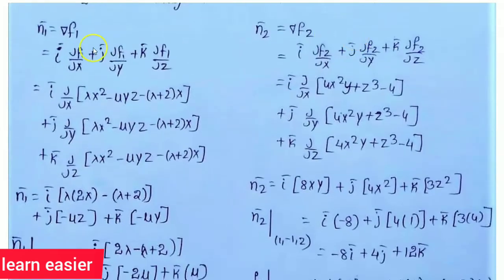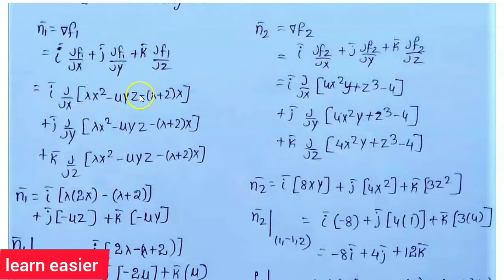First we have to find n1 bar. So n1 bar is equal to del f1. What is del f1? It is i bar into del f1 by dou x plus j bar into del f1 by dou y plus k bar into del f1 by dou z. So we have to substitute the f1 function in this equation.